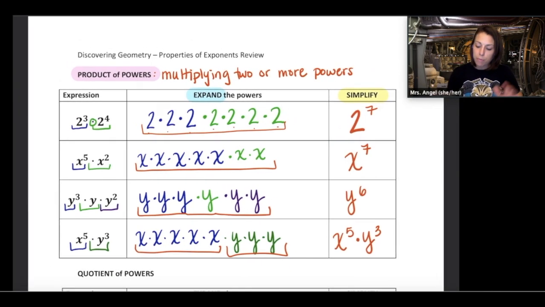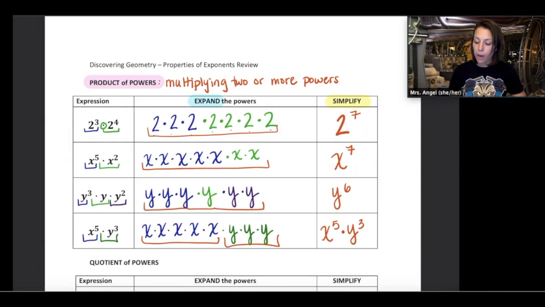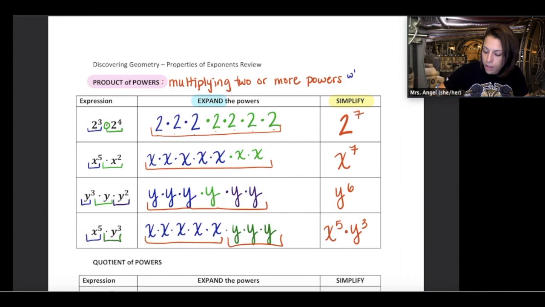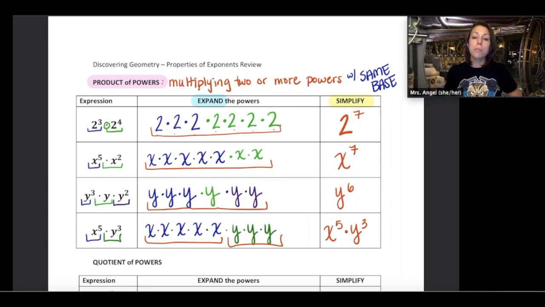So the product of powers allows you to multiply 2 or more powers and simplify them into a single power as long as they have the same base. And that is an important key to note. If they do not have the same base, there's no way that you can simplify or write them as a single power. You just have nothing that you can do.